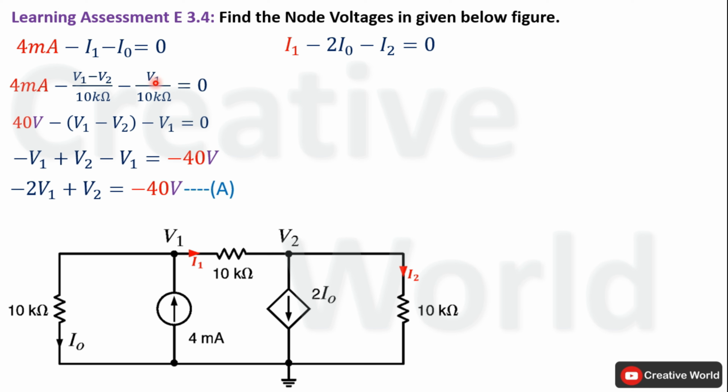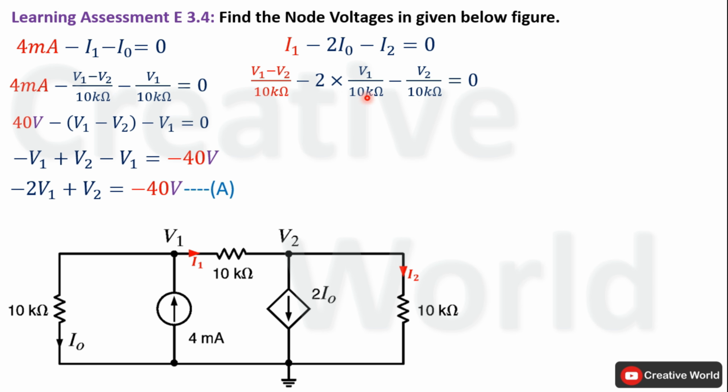Current I1 is equal to (V1 minus V2) divided by 10 kilo ohm, which we have calculated in the previous step. Similarly, current I0 is equal to V1 divided by 10 kilo ohm. And current I2 will be equal to V2 divided by 10 kilo ohm because V2 is appearing across this 10 kilo ohm resistance. So modify the equation by replacing all these currents with their respective equations.